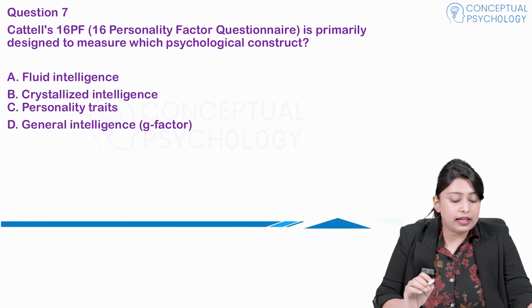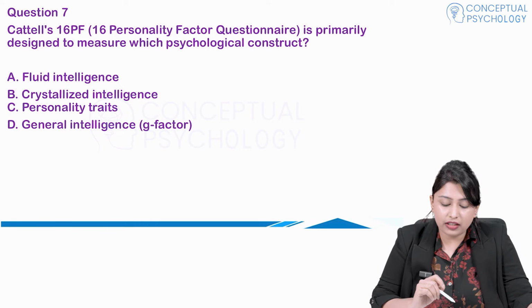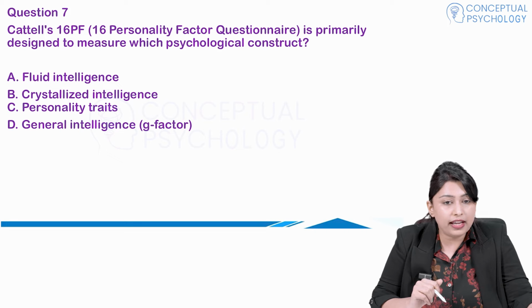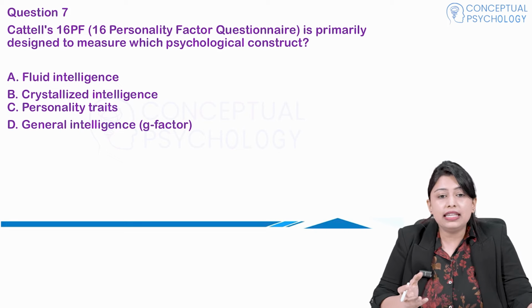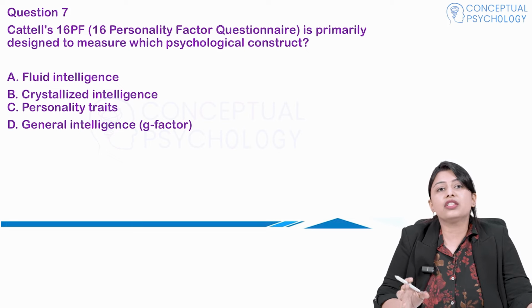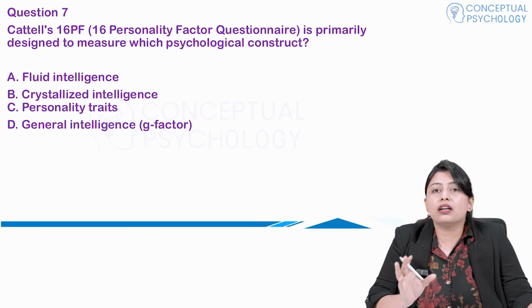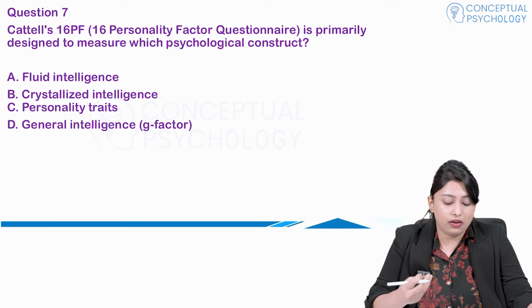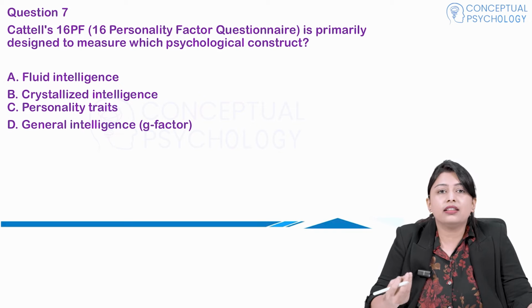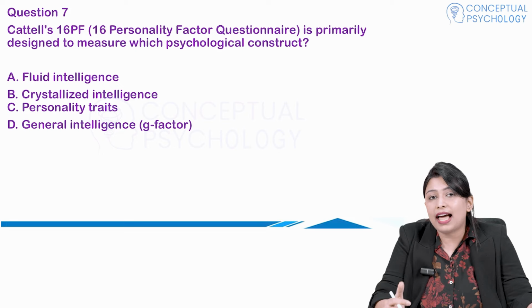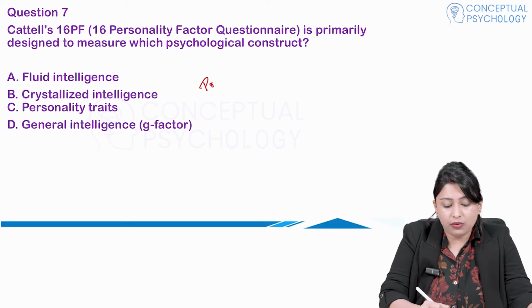Next question. Cattell's 16 PF, the 16 Personality Factor Questionnaire, is primarily designed to measure which psychological construct? A. Fluid intelligence, B. Crystallized intelligence, C. Personality traits, and D. General intelligence, which is the G factor. So here, Cattell's 16 PF is not an assessment tool which caters to assessing intelligence. The 16 PF measures 16 primary personality factors, right? As the name itself suggests, it looks at the personality factors.